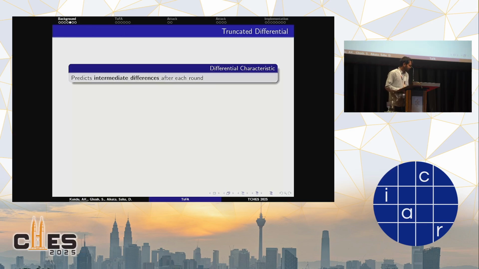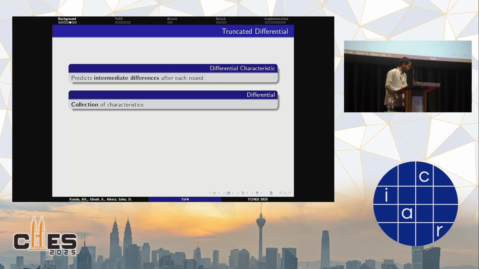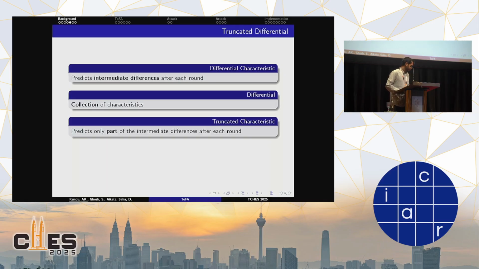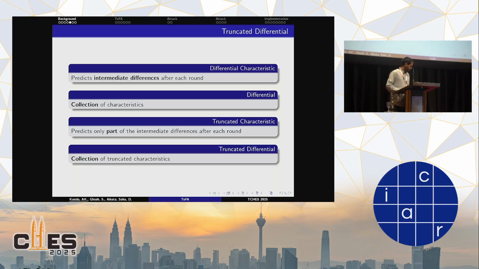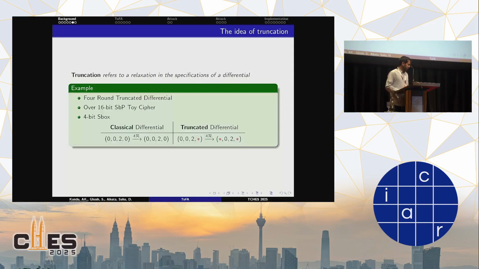So here we will see the truncated differentials. In a differential characteristic, we predict the intermediate differences after each round. So the differential is actually a collection of the characteristics. In a truncated characteristic, it predicts only part of the intermediate differences after each round. So the truncated differential is the collection of the truncated characteristics. The idea of truncation refers to the relaxation of the specification for a differential.